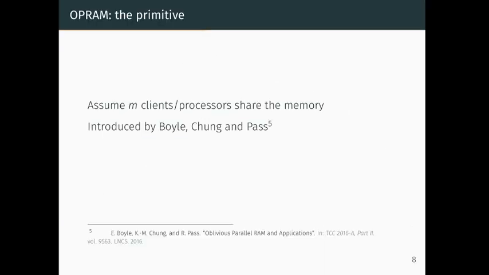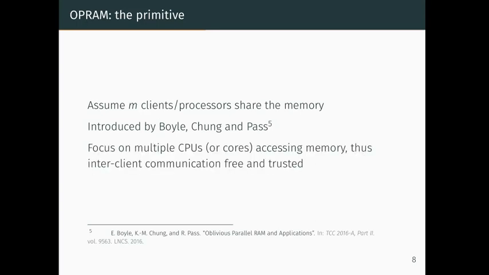In oblivious parallel RAM, M clients share the database, and in each time step the clients make 1 or 0 accesses. These are processed and executed in one go. Boyle, Chung, and Pass gave a definition of the primitive and a construction. An important observation is that their system setting was for CPUs to be executing parallel programs on the same local memory, so they did not focus on optimizing inter-client communication or consider trust between the clients.